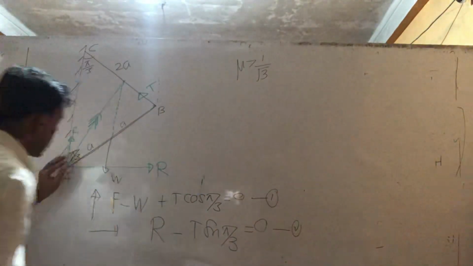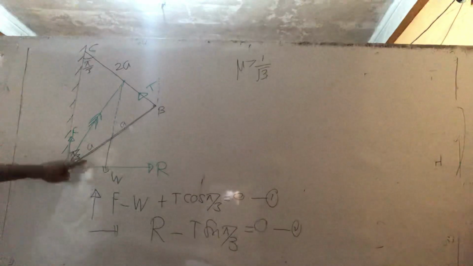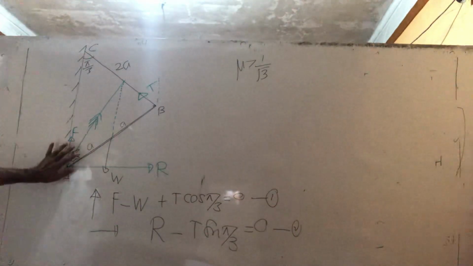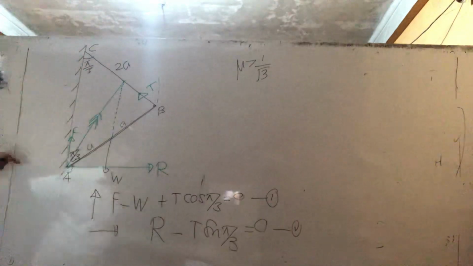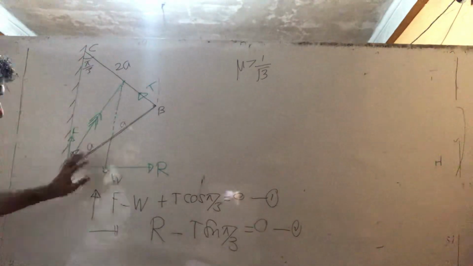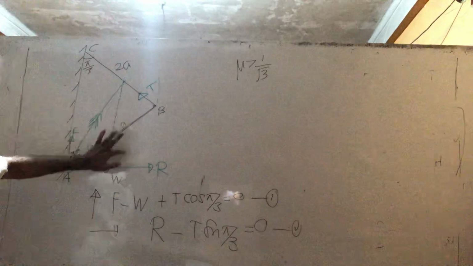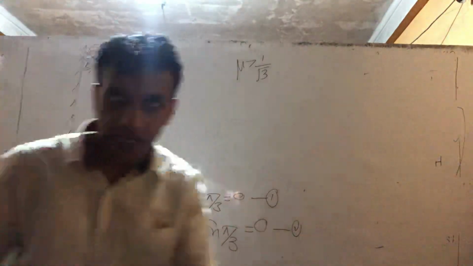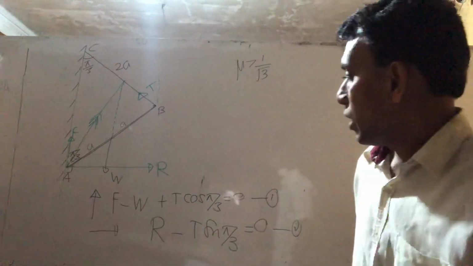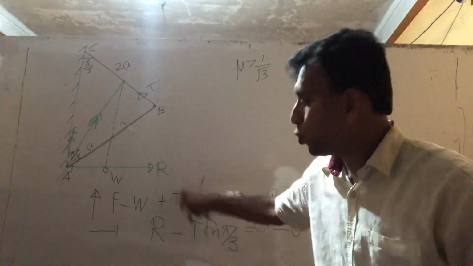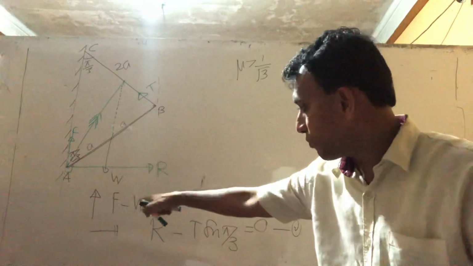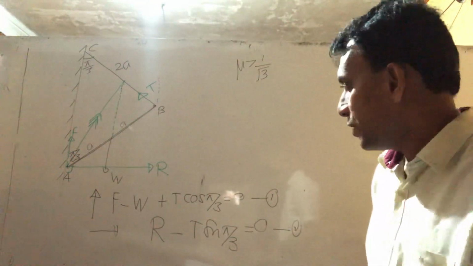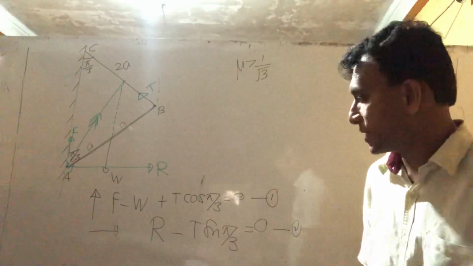What happens if I take the moments about A? If you take the moments about A, then no F, no R, no resultant passes through this. Only T and W remain. Then you can find the T. And when you apply the T here, you know the F. If you know the F, then you can go to that answer. Anyhow, you need to find the T.